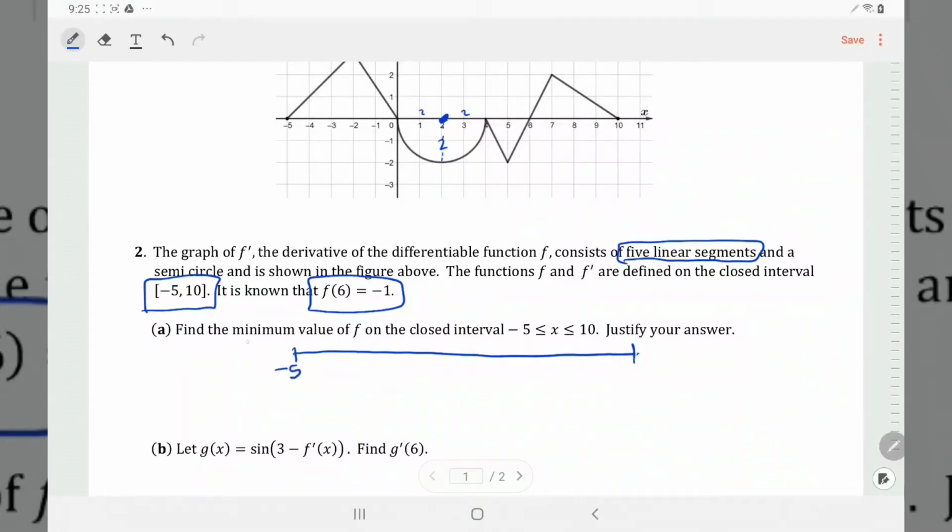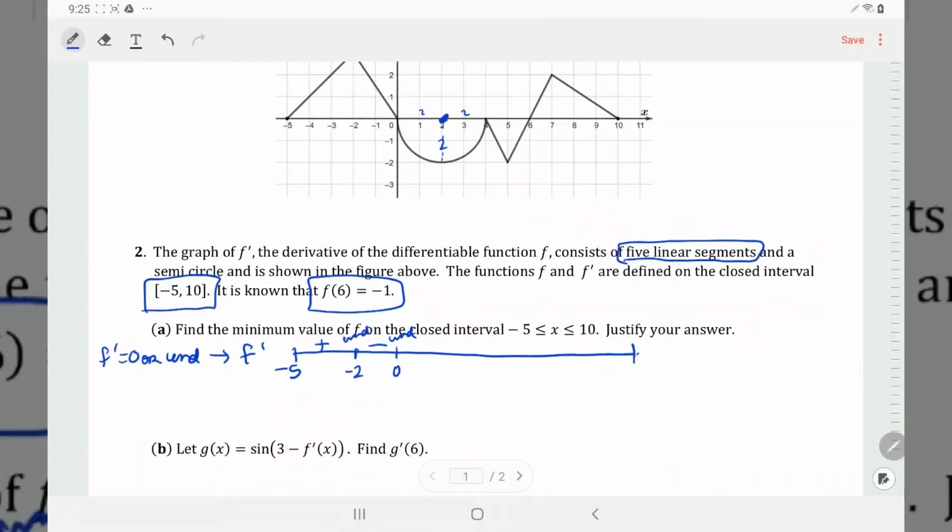Now, I want a number line for f prime. I need to know where f prime equals 0 or is undefined. Right? I'm going to make a number line, and then I'm going to analyze the signs. So from negative 5, the slope is positive until negative 2. And then the slope is negative until 0. Now it's still negative, but right here, technically it's undefined. And it's undefined here, so those do need to go on the number line.